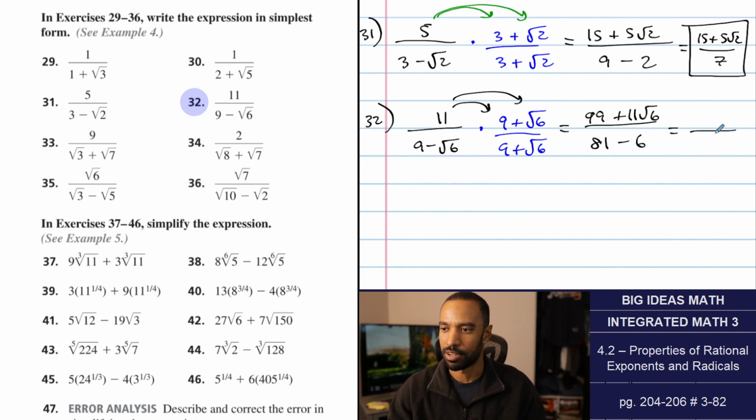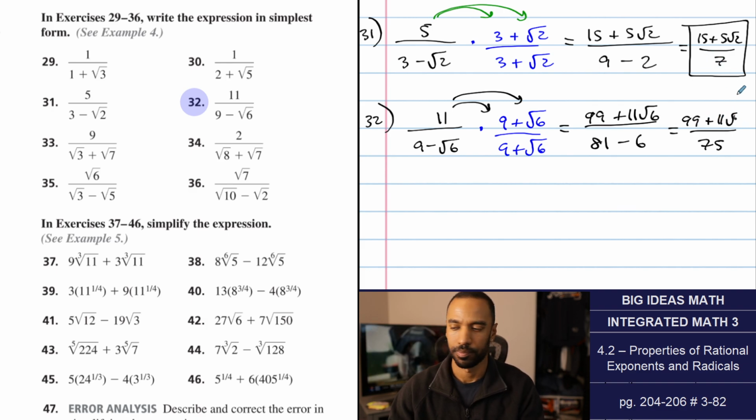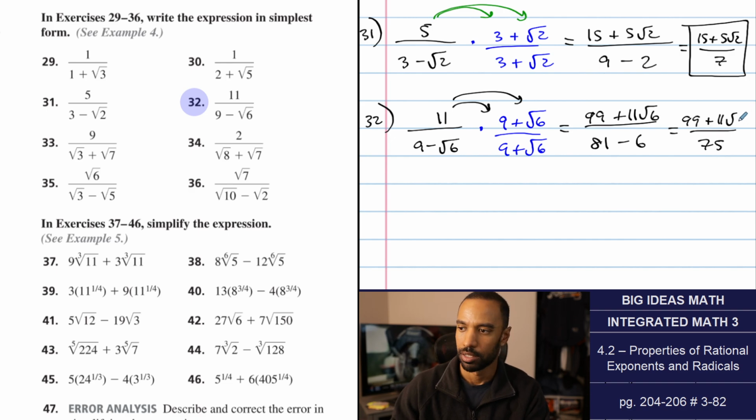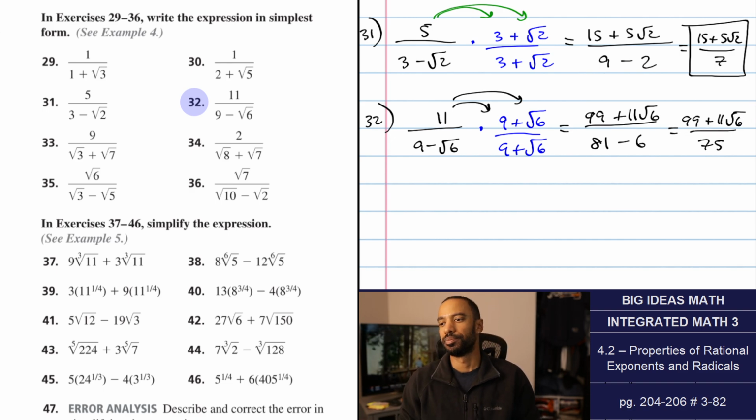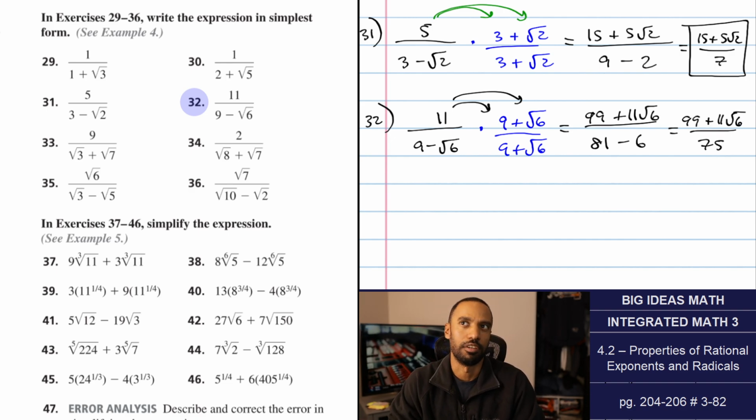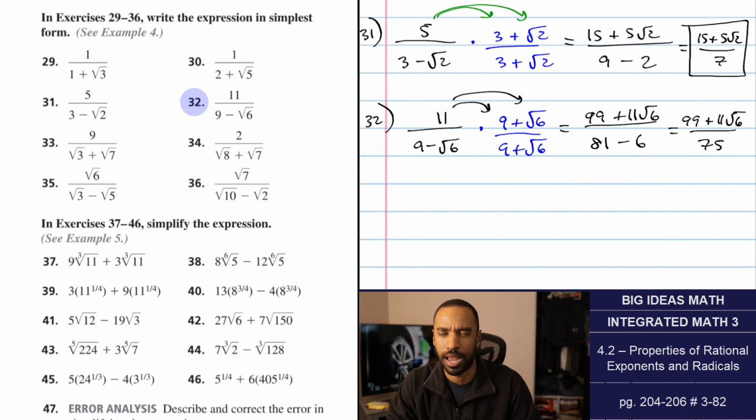81 minus 6 is 75. And on top we have 99 plus 11 root 6. Now, oopsie. No, come back. Now, 99 and 75 can both divide by 3. 99 over 3 is 33. 75 over 3 is 25. But 11 can't divide by 3.